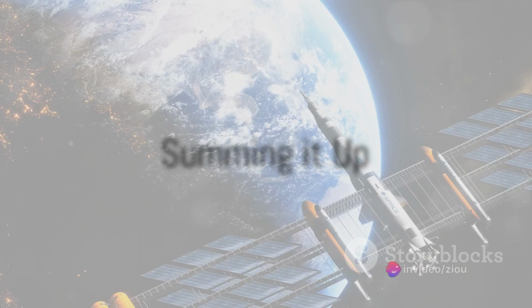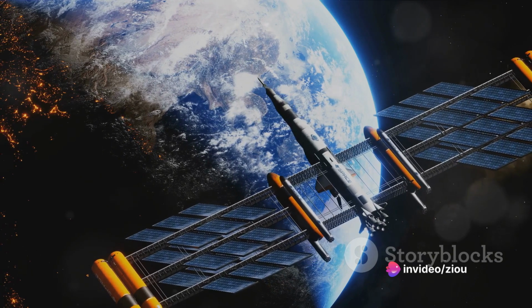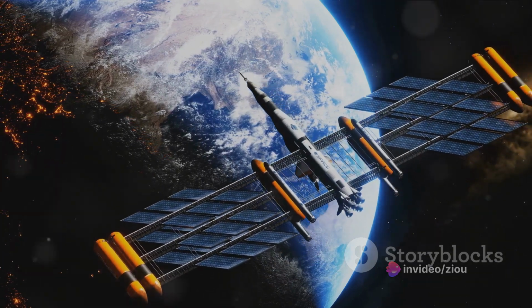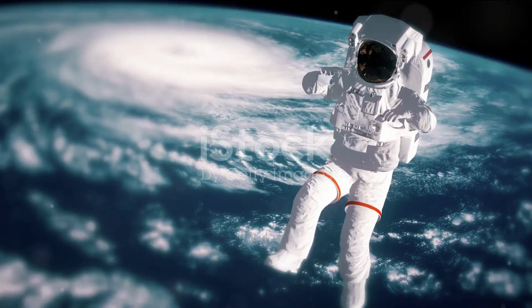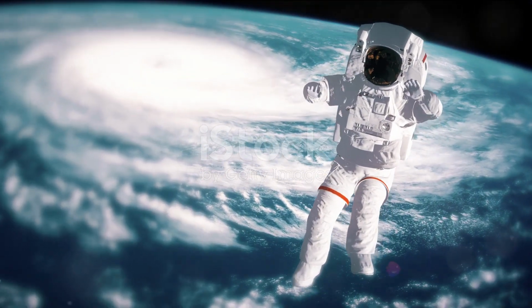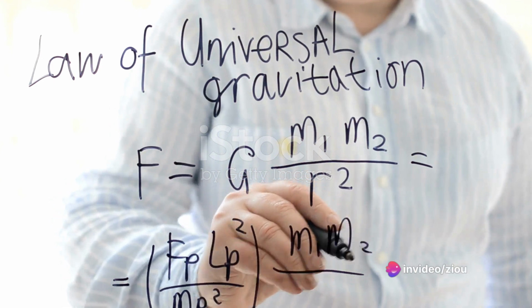So, to sum it up, gravity is the force that pulls objects towards each other, and the acceleration of gravity, g, is how quickly an object speeds up as it falls. The value of g varies depending on location, altitude, and the nature of the surface. It's calculated using the formula g equals GM divided by r squared.